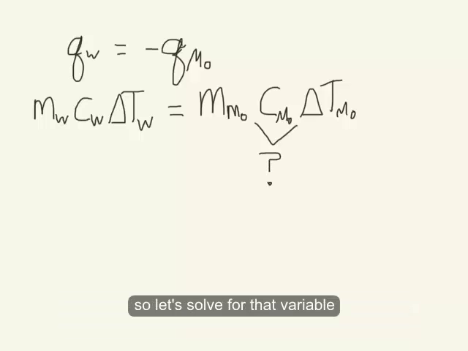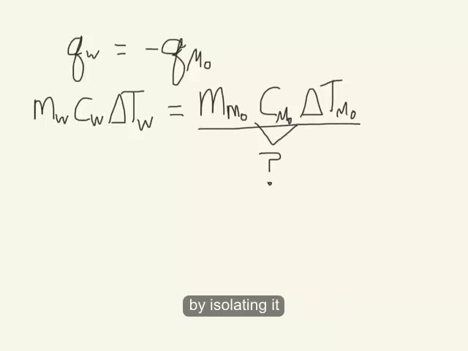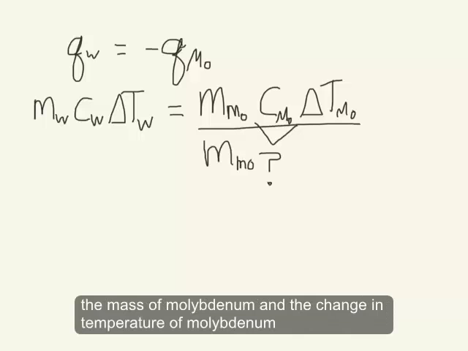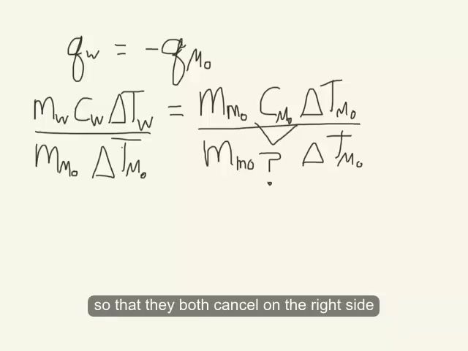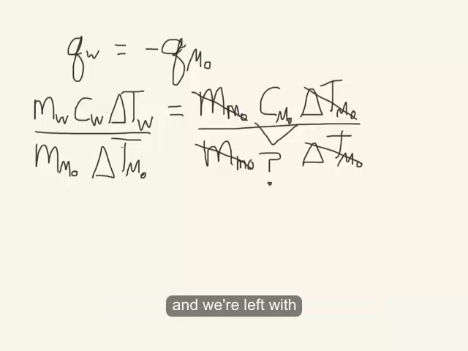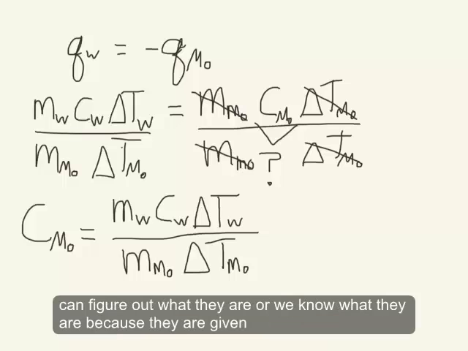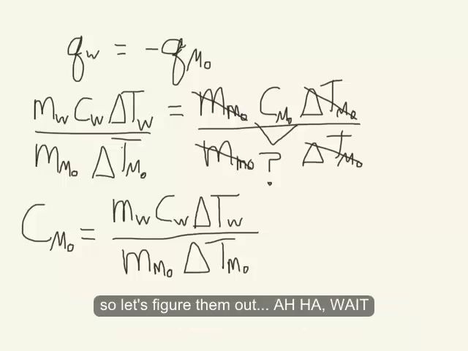So let's solve for that variable by isolating it, dividing both sides of this equation by the mass of molybdenum and the change in temperature of molybdenum, so that they both cancel on the right side. And we are left with a whole mess of variables. But we can be confident that we can figure out what they are, or we know what they are because they're given. So let's figure them out.